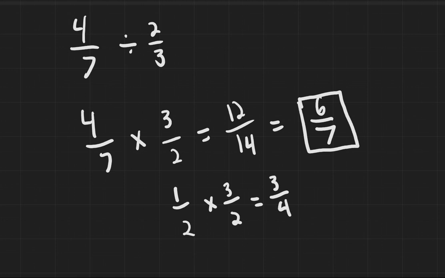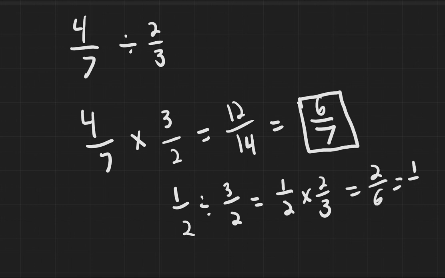And conversely, if we were dividing 1/2 by 3/2, let's say, you'd flip the 3 halves, right? So that we'd have 1/2 times 2 over 3, right? And then we'd end up with 2 over 6 or 1/3, right? So that's multiplying and dividing fractions.